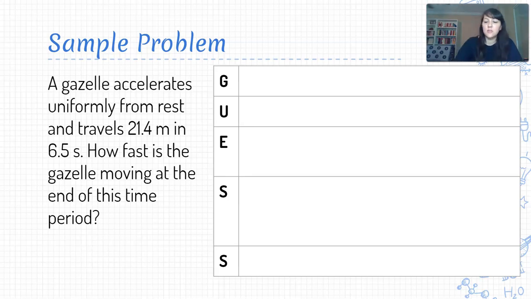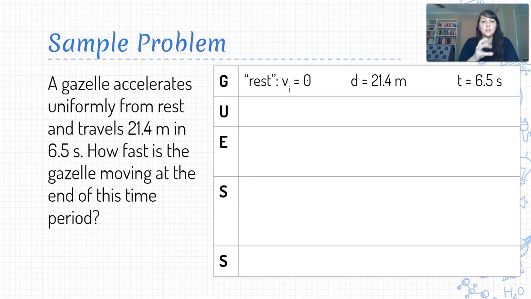All right. So some of the things that I'm seeing in here are the gazelle starts at rest. At rest means it's not moving. Not moving means velocity is 0. All right. Now the gazelle doesn't stay at a velocity of 0. This would be a very boring problem if it did, but it starts at 0. So that tells me that for this time period, the initial velocity, the starting velocity, is 0 because my gazelle started from rest. I also know that it traveled 21.4 meters, so that's the displacement. That's how far it went. I can also tell because the units are meters, and meters are a unit of displacement. And then my time is 6.5 seconds. Good. So this is all the information that is given to me.